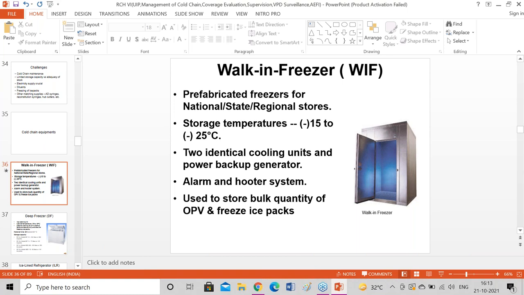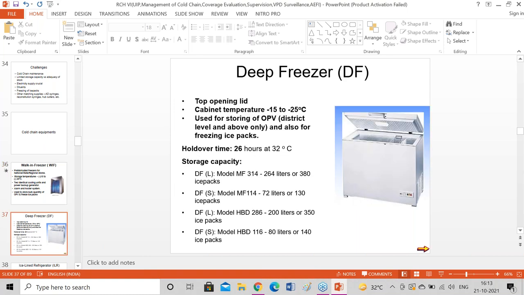Now, what are WIFs used for? They are used for freezing of ice packs and for storage of bulk quantity of OPV, but only till the district level, not below that. Then the deep freezer. Deep freezer has a temperature of -15 to -25. Top opening lid. It is used for storing of OPV, but only till the district level, as I told you, and also for freezing of ice packs. Holdover time is 26 hours at 32 degrees centigrade. Storage capacity, we do not need to know.